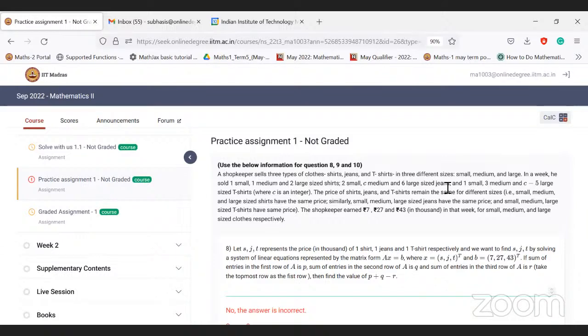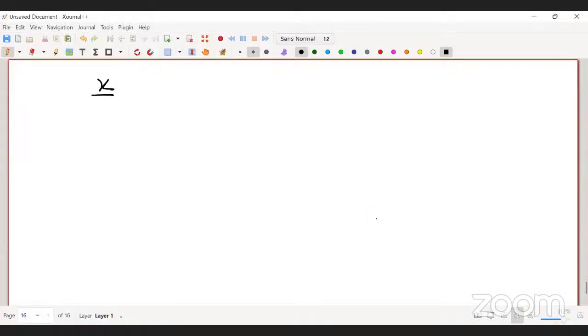So see, what is the information given in the end? The shopkeeper earned 7, 27, 43 rupees, right? In a week for small, medium, large clothes, right? So let me share the screen. If you take, for a particular type, the price is x. For another particular type, the price is y, and for another particular type, the price is z.